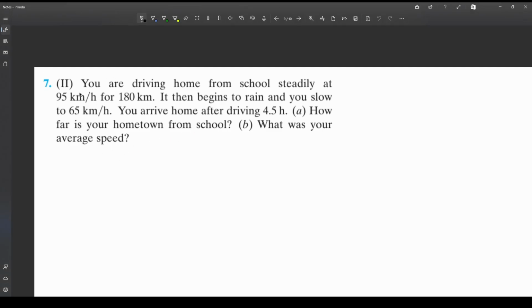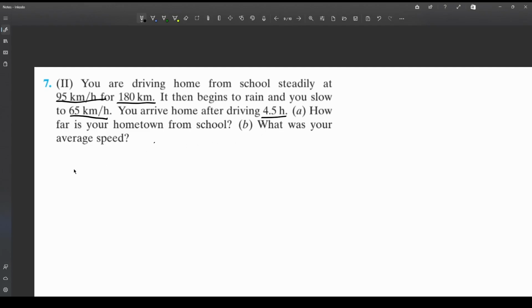So as you can see, we start off at 95 kilometers per hour for 180 kilometers, and then it begins to rain, so you slow down to 65. And then it's this for 4.5 hours in total.